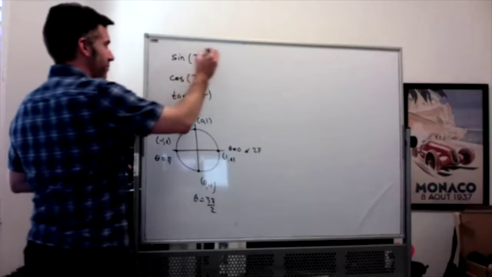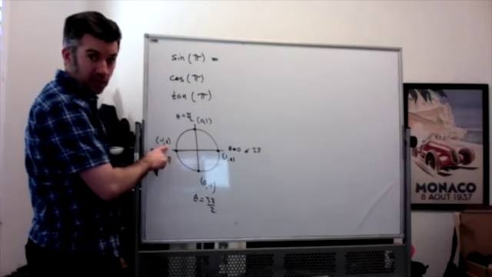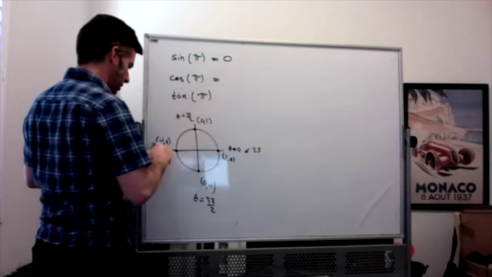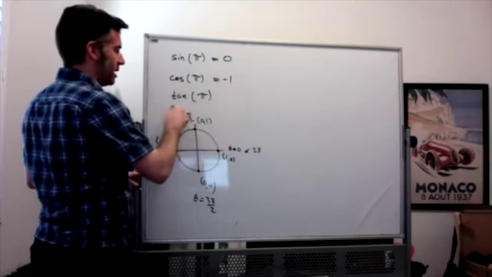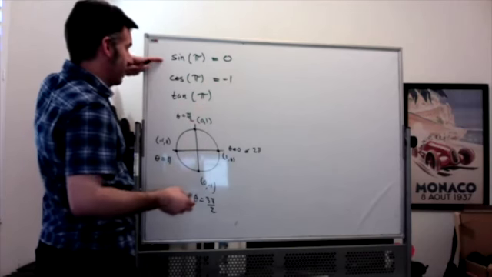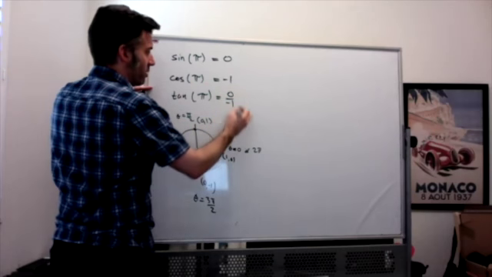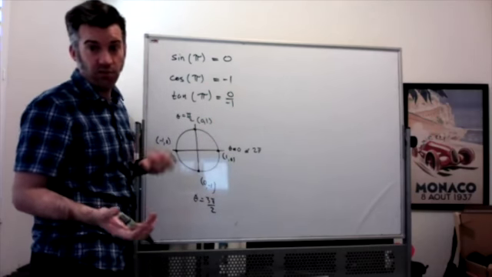So sine of pi is the y coordinate, which is 0. Cosine of pi is the x coordinate, which is negative 1. Tangent of pi is sine divided by cosine, which is 0 divided by negative 1. 0 divided by not 0 is just 0.